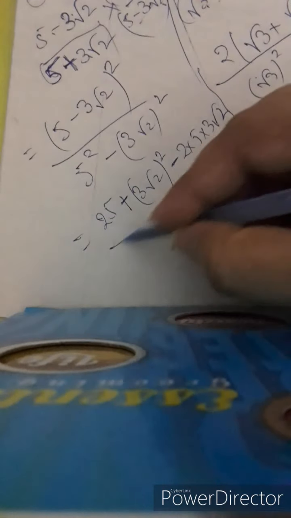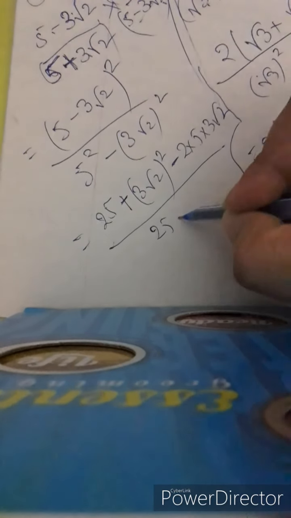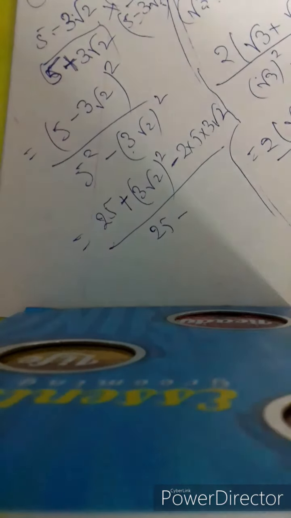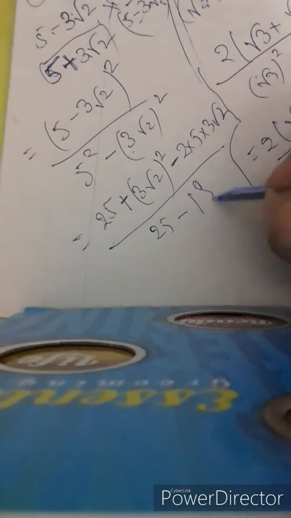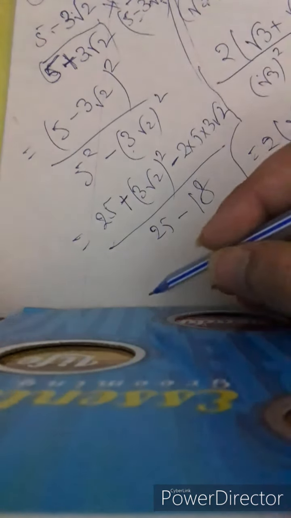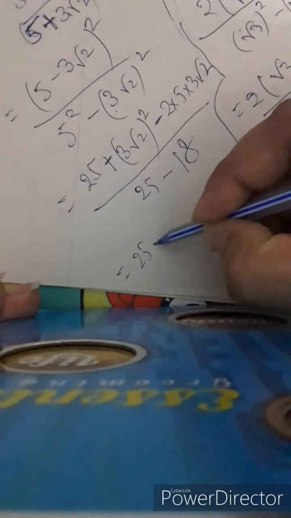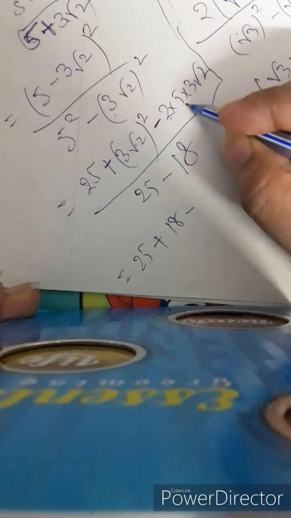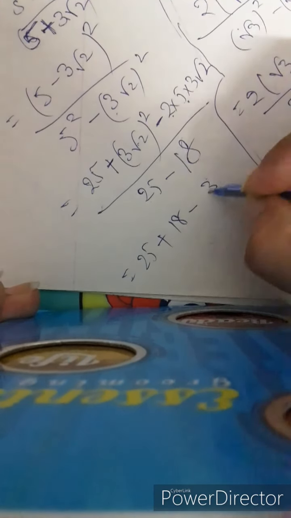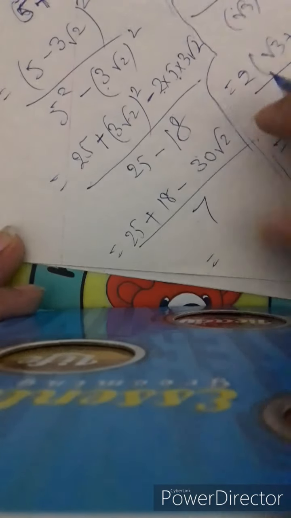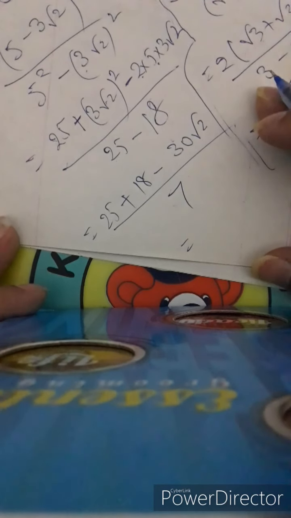Alright, divided by 25 minus, 3 into 3 is 9, and root 2 into root 2 is 2, 9 2s are 18, so 3 root 2 whole square becomes 18. Alright, so 25 plus 3 root 2 whole square is 18 minus 5 2s are 10, 10 3s are 30 root 2. Alright, divided by 7. So it equals, what do we get here?